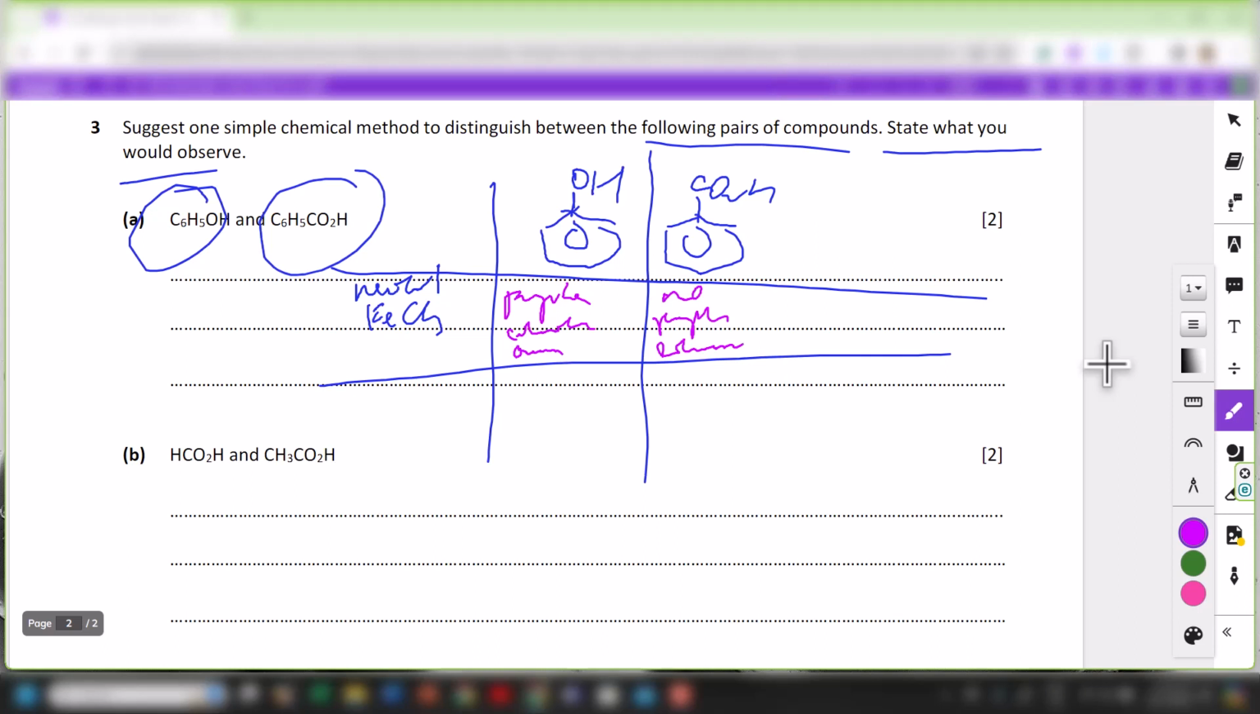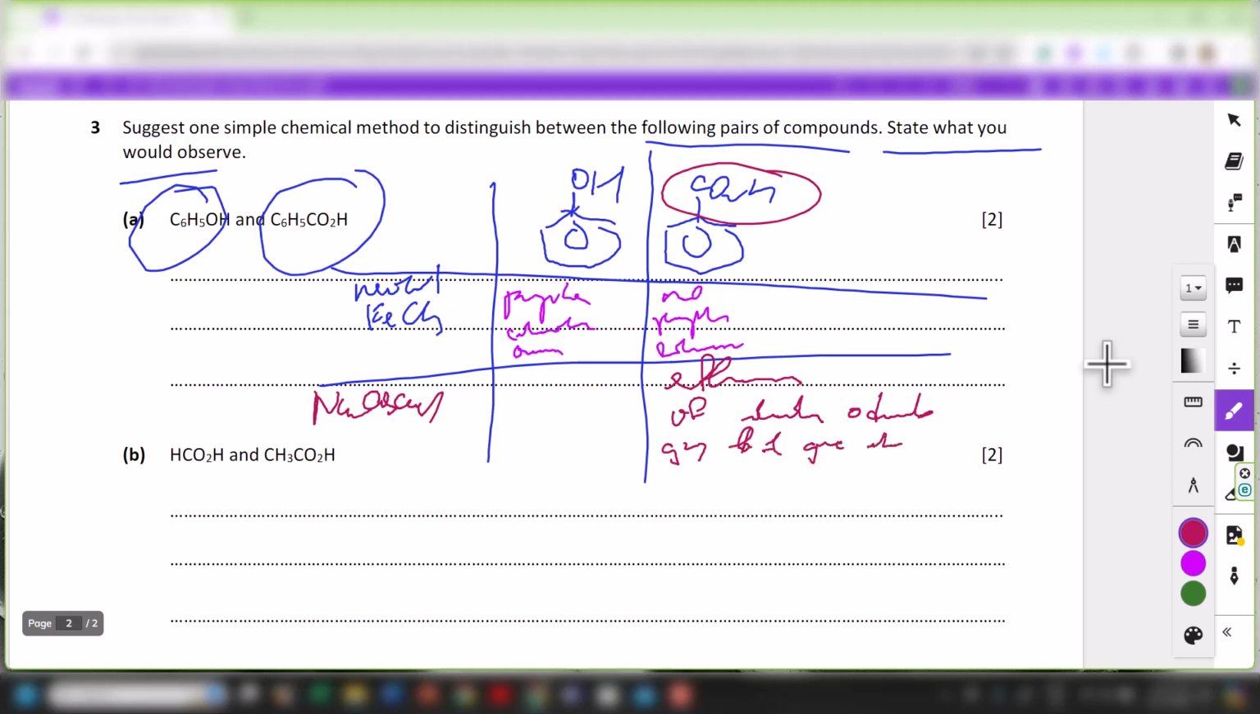Of course, if we want to focus on this key ingredient, which is the carboxylic acid, then we can use aqueous sodium carbonate. For benzoic acid, we will have effervescence of colorless, odorless gas that gives white precipitate in lime water. Then for phenol, no effervescence. So you can use either of them.